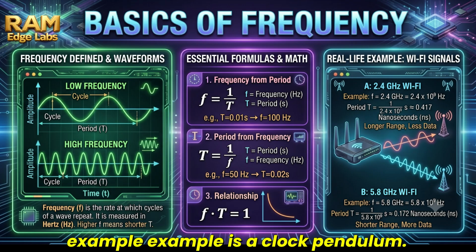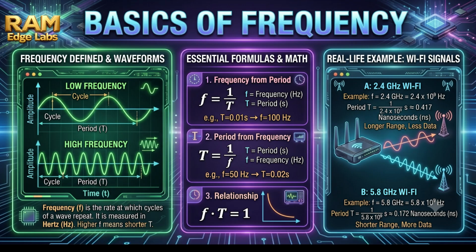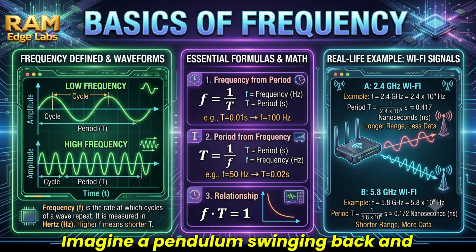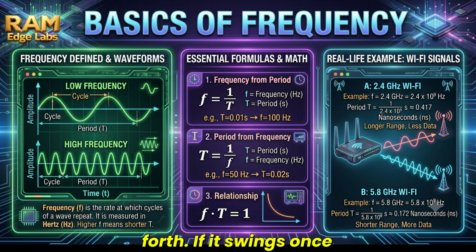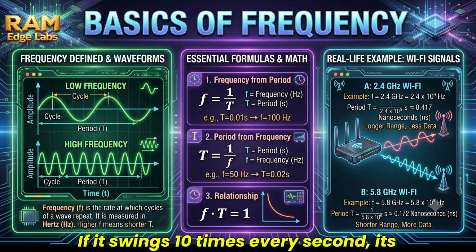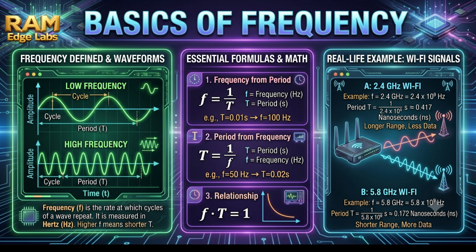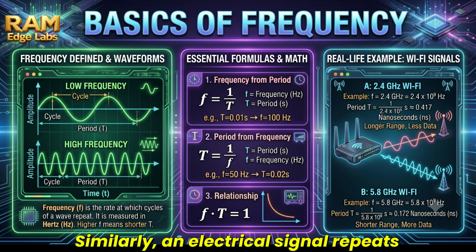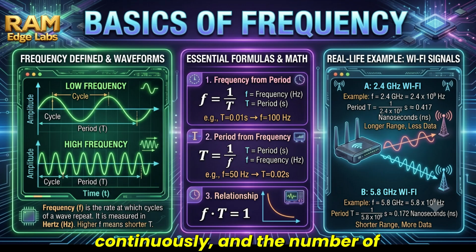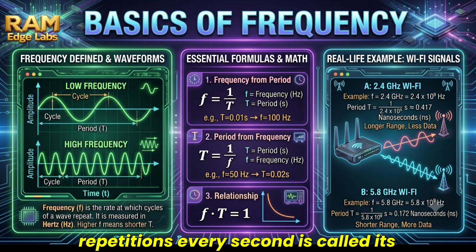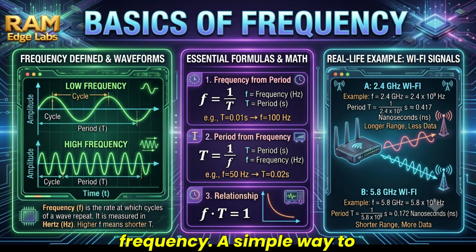Another simple example is a clock pendulum. Imagine a pendulum swinging back and forth. If it swings once every second, its frequency is 1 Hz. If it swings twice every second, its frequency is 2 Hz. If it swings 10 times every second, its frequency becomes 10 Hz. Similarly, an electrical signal repeats continuously, and the number of repetitions every second is called its frequency.